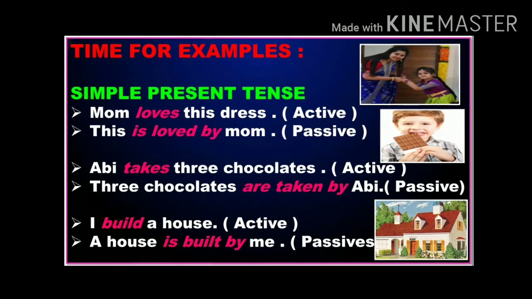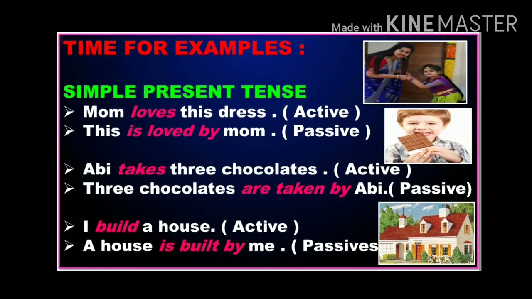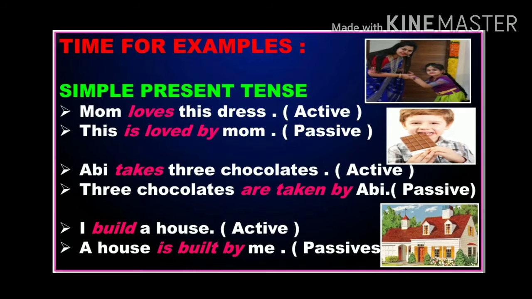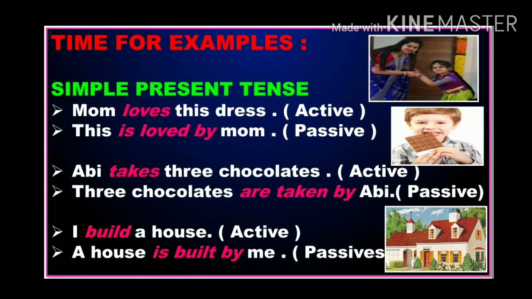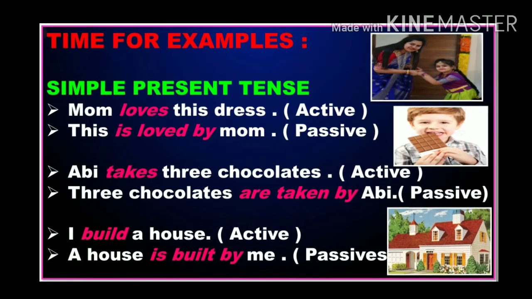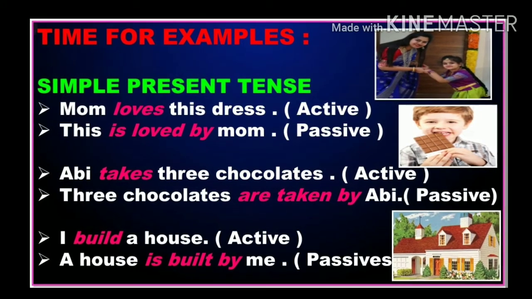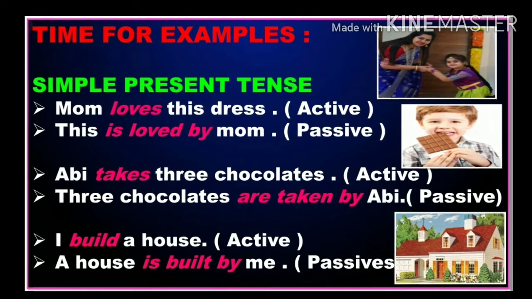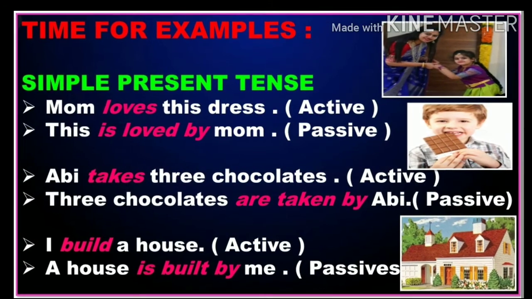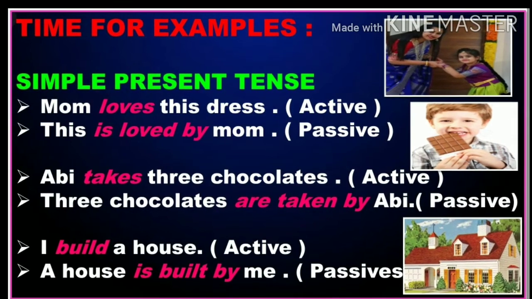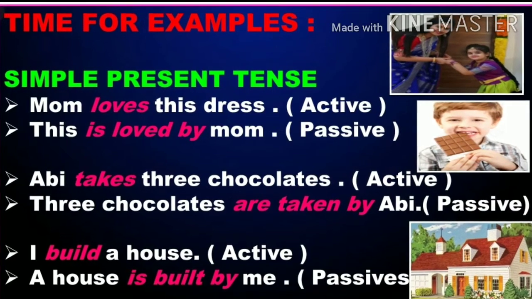Got it? Okay. Let's see more examples. Simple present tense. Mom loves this dress. That is in active voice. When we change it into passive, the sentence will be: this dress is loved by mom. And the next one: hubby takes 3 chocolates. That is in active. 3 chocolates are taken by hubby. That is in passive. I built a house. This sentence is in the active voice. A house is built by me. This sentence is in the passive voice.